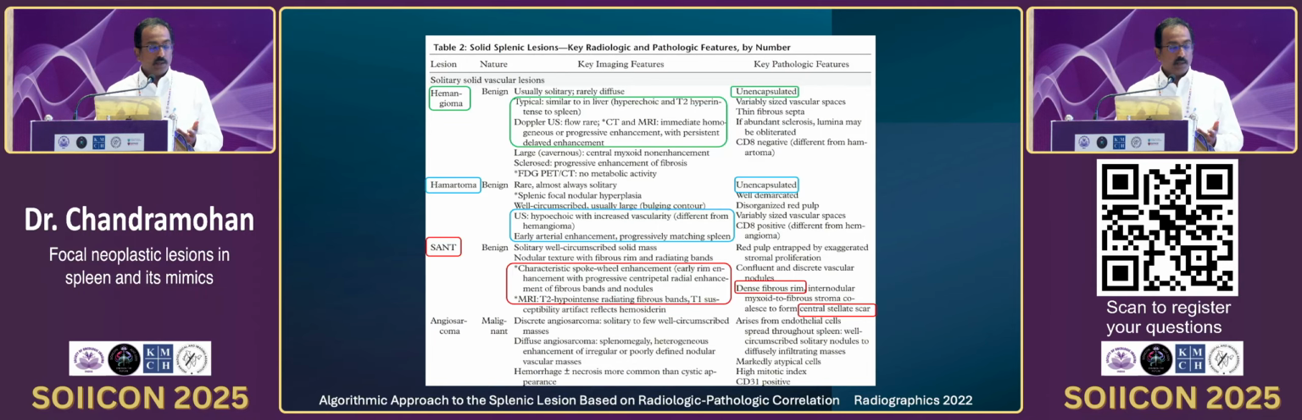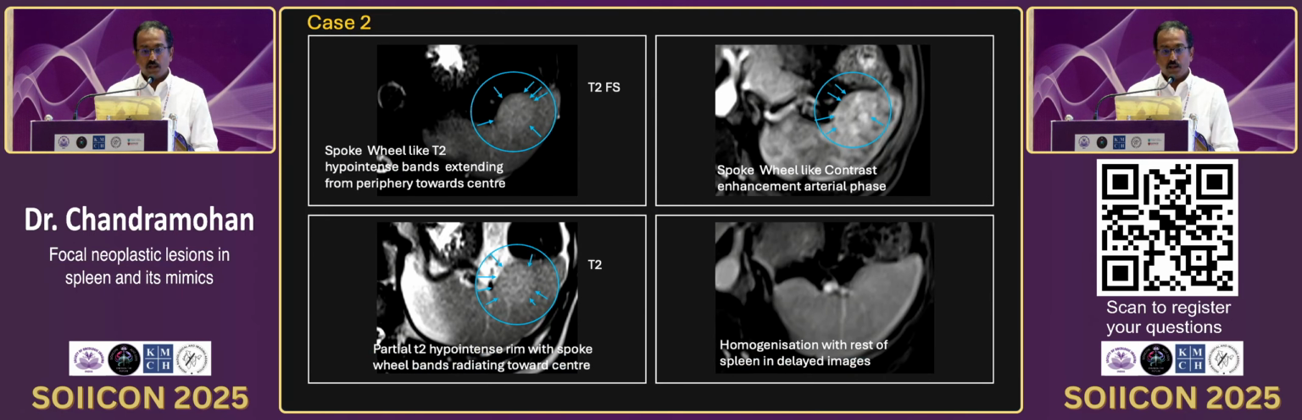The other two conditions which will homogenize with the rest in the delayed phase are hamartomas and SANT. So in SANT, the extra findings will be a capsule, and the capsule will have some radiating hypointense bands extending from the periphery to the center, as well as a spoke wheel pattern of enhancement. Now if we look at the patient again, in T2 weighted images we can see a radiating T2 hypointense line extending from the periphery.